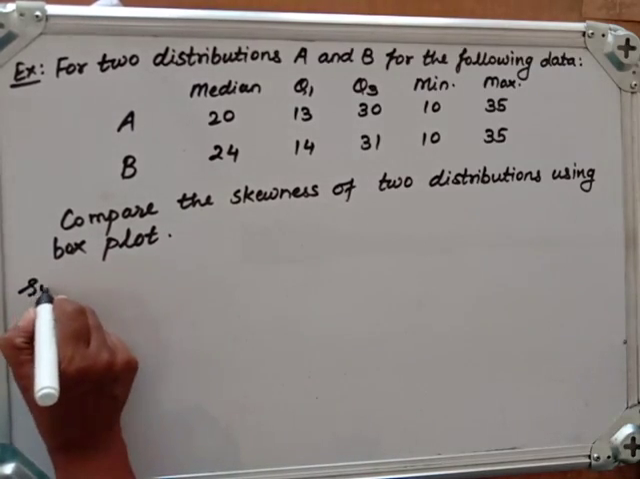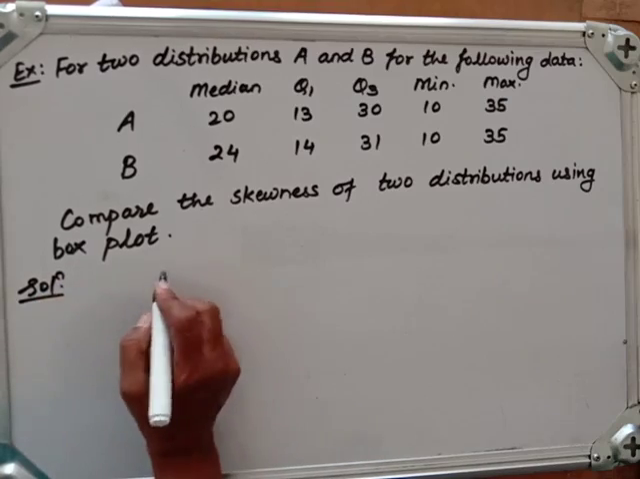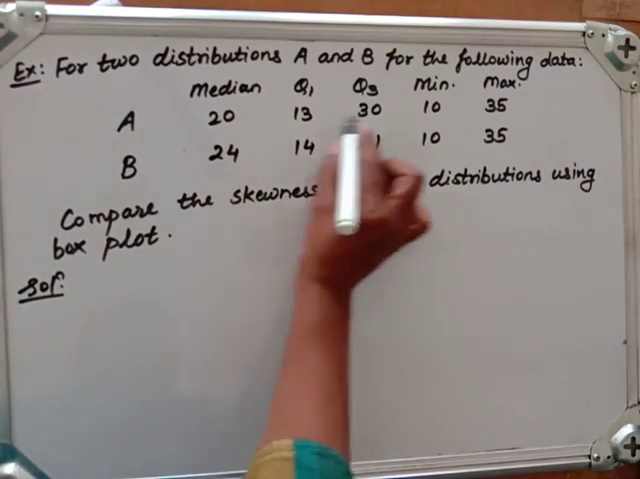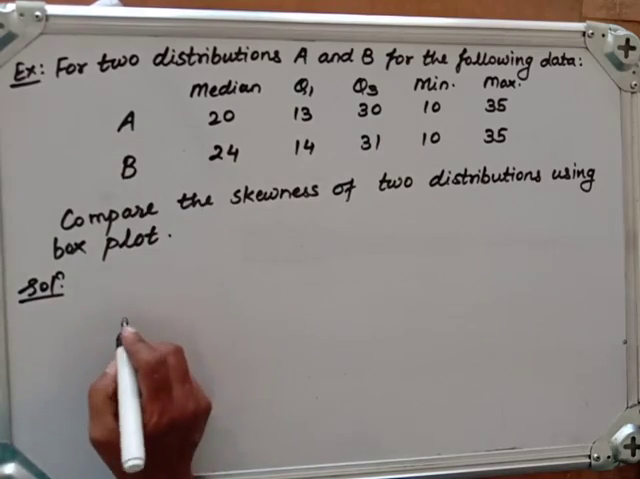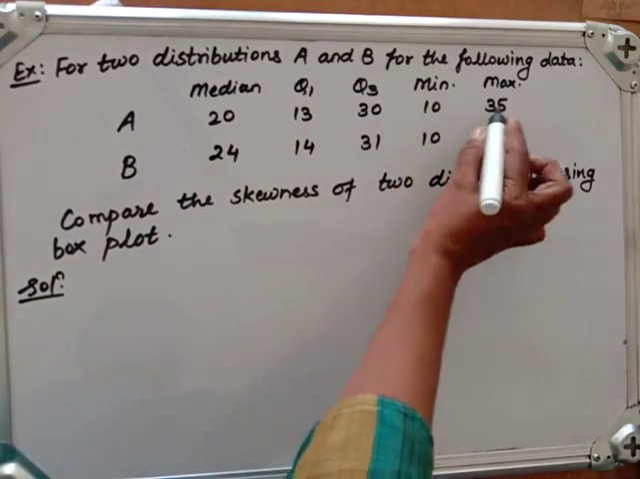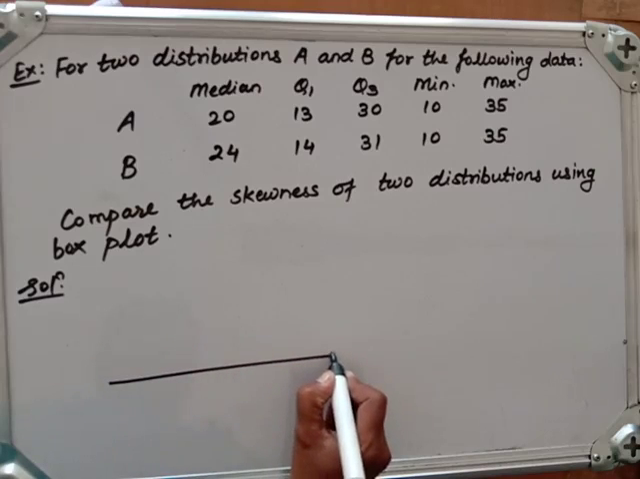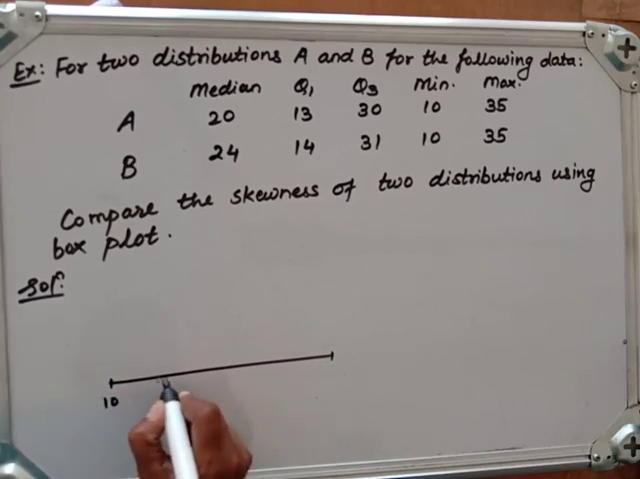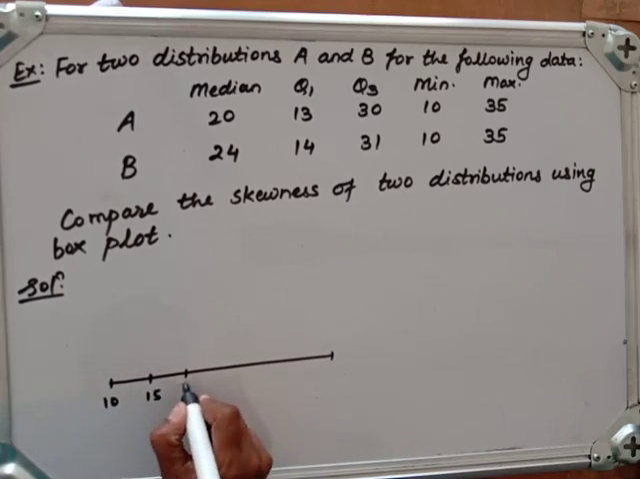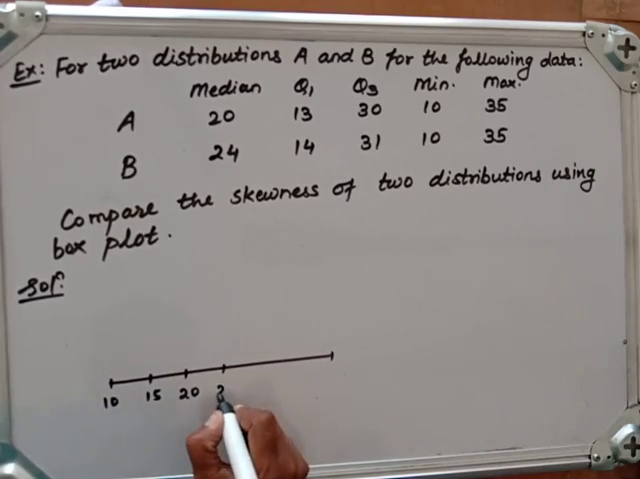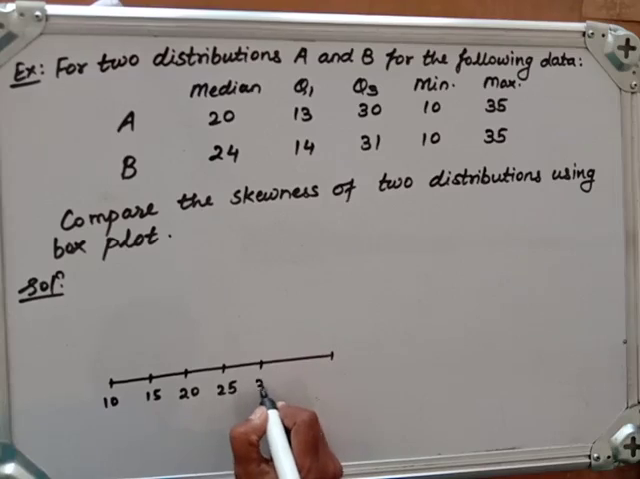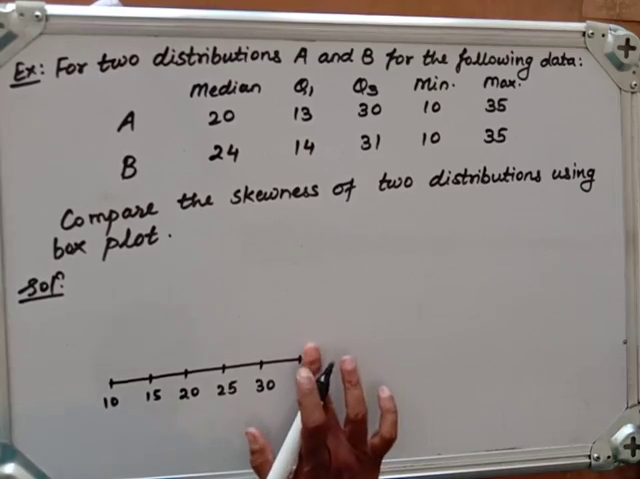So what is the solution here? Let me express the first distribution as a box plot. Minimum is 10, maximum is 35. So let me take here 10, here 15, 20, 25, 30 and suppose here 35.